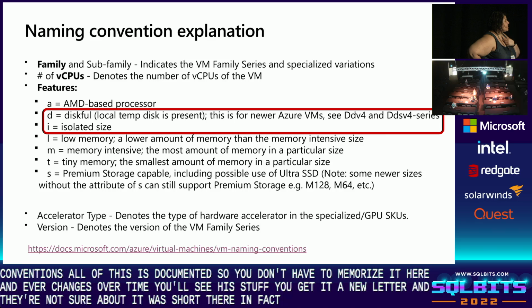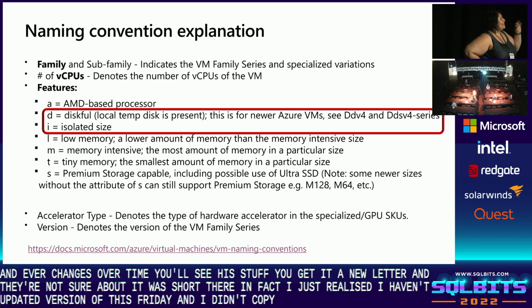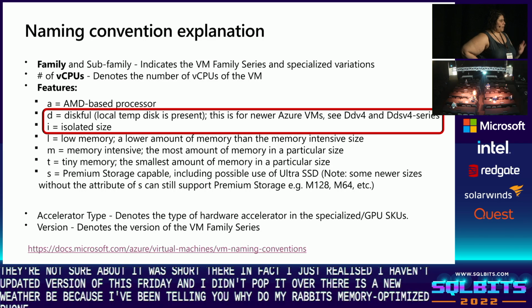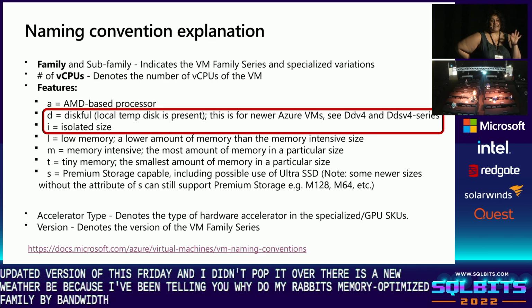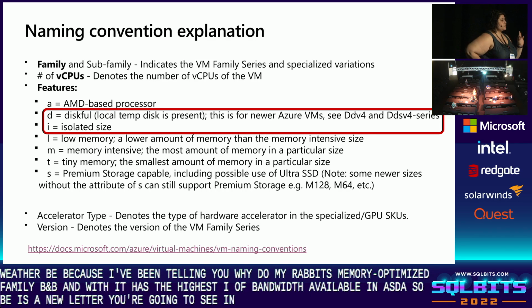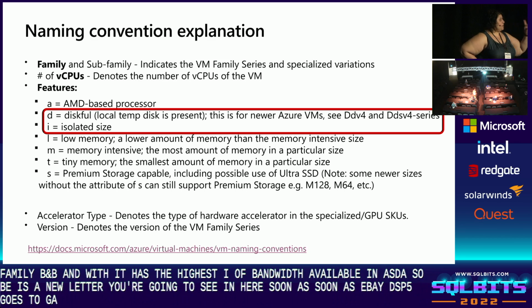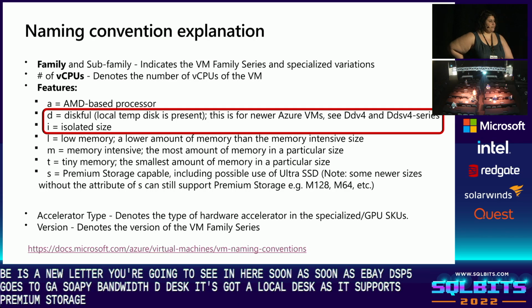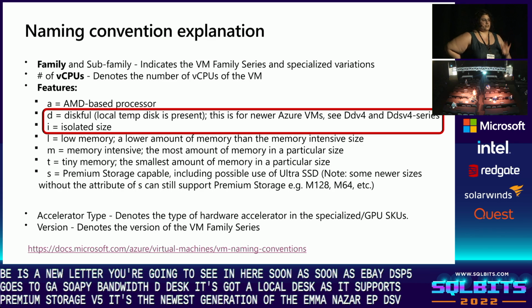In fact, I just realized I have an updated version of this slide, and I didn't copy it over. There's a new letter, B, because I've been telling you about this double sprinkles VM, which is EBDSV5. Why do I love it? E, memory optimized family. B, bandwidth. It has the highest I/O bandwidth available in Azure. So B is a new letter you're going to see in here soon as EBDSV5 goes to GA. So B, bandwidth. D, diskful. It's got a local disk. S, it supports premium storage. V5, it's the newest generation of VM in Azure. EBDSV5. That's your double sprinkles, okay?